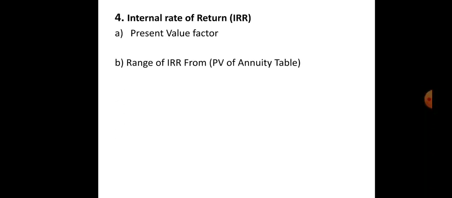Next we have the internal rate of return, the IRR method. It's very important, students. In this, we have to calculate three points: the present value factor, the range of IRR from the present value annuity table, and the IRR. So there are three steps in the internal rate of return. First we have to find the present value factor. The formula for calculating the present value factor is cash outflow divided by average cash inflow. Here cash outflow means the initial investment.